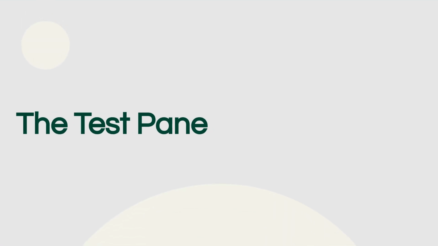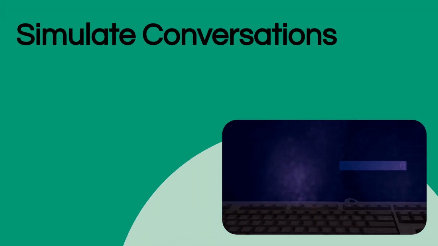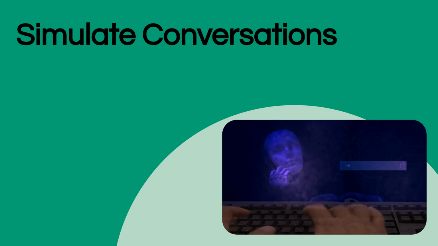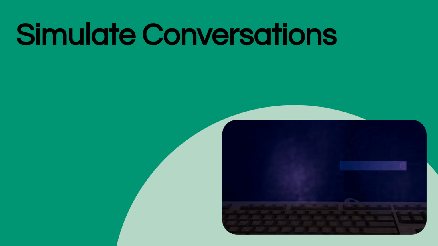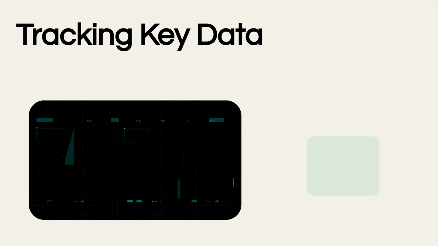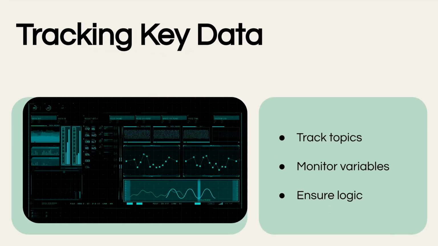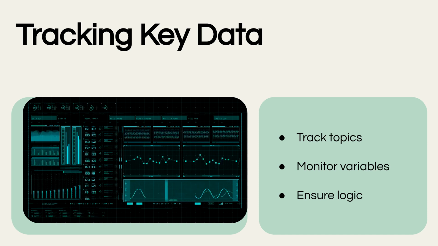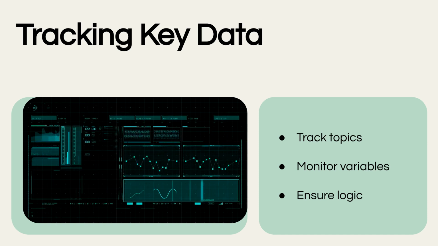Let's start with your primary tool for quality assurance, the test pane. The test pane allows you to simulate user conversations in real time, helping you see exactly how your agent responds. During your simulation, actively track topics and variables. This confirms your agent's logic is executing correctly at every step.